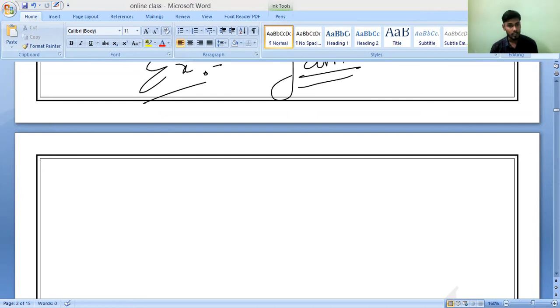Let us come to the first one. Plants get rid of gaseous waste by gaseous exchange. How will they send it? Through transpiration, through the stomata and lenticels. From which part? From the stomata in the leaves, and lenticels in the stem.